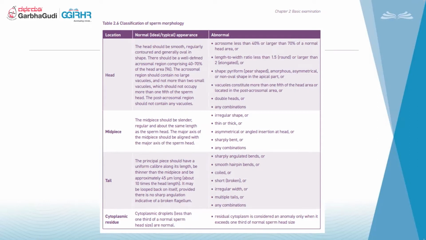What is abnormal? If you see an acrosomal region that is less than 40% or more than 70% of the head area, then that is counted as abnormal. Then there is the length to width ratio. It should not be less than 1.5 or larger than 2, so that is again abnormal. The shape should not be bifid. It should be a pear shape. If you see anything apart from that, maybe amorphous or asymmetrical, or not oval, these are all kinds of abnormalities in the head.